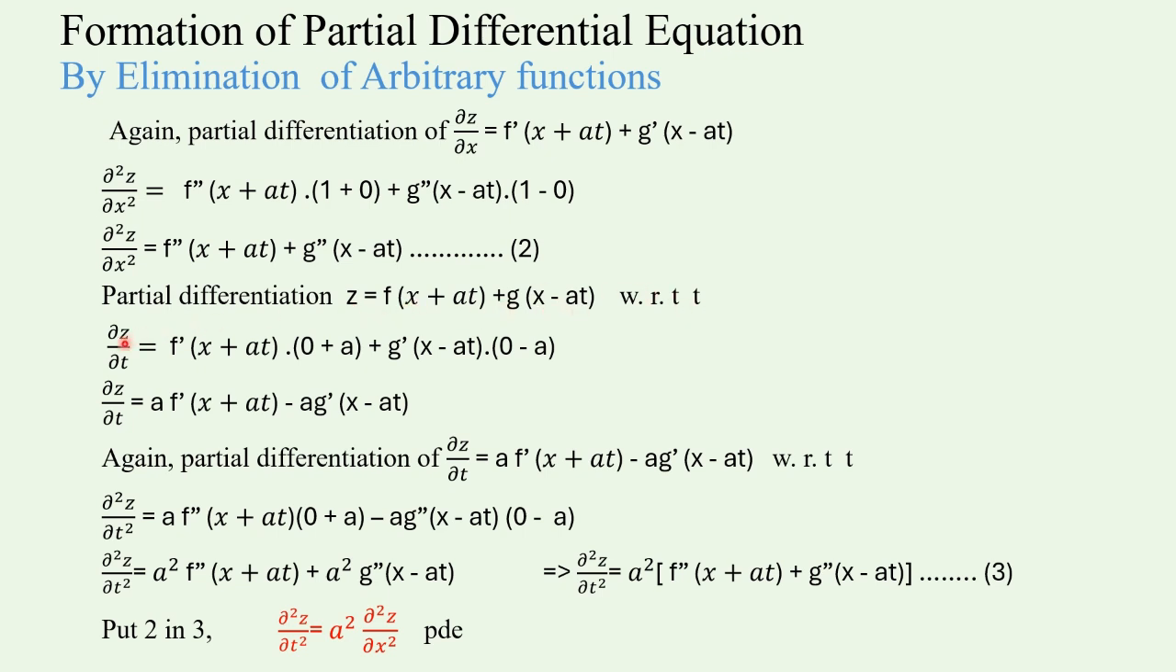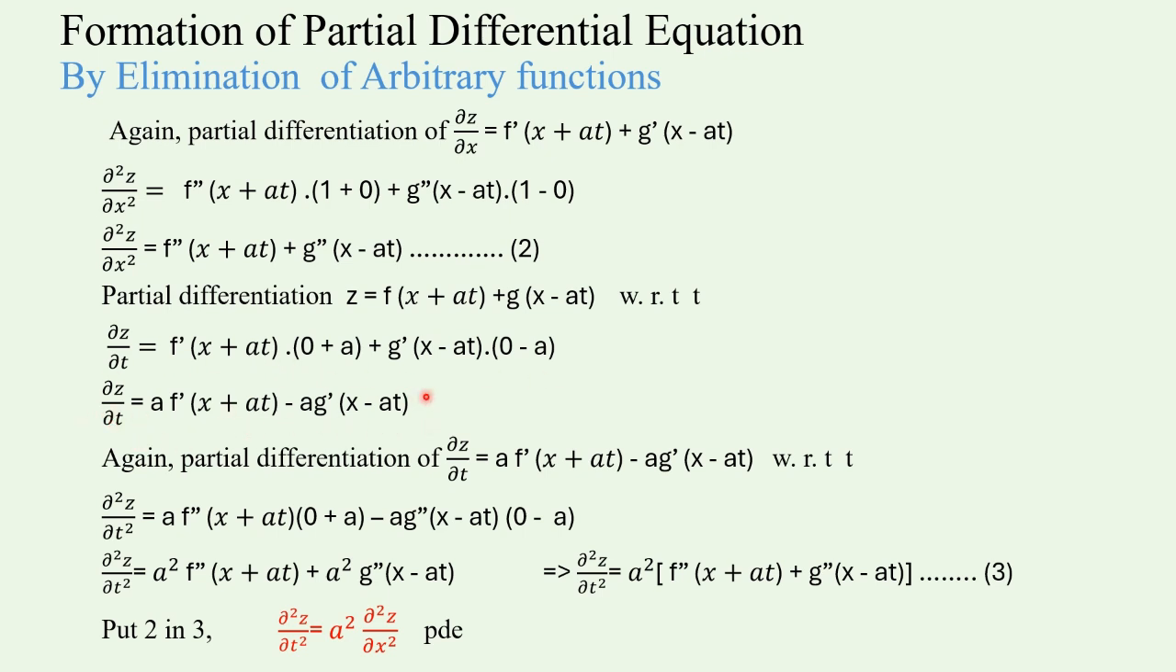So we get z will become dou z by dou t. This f becomes f dash. This term we have written as such, and then we have to differentiate this term with respect to t. So x becomes 0, t becomes 1, 1 into a is a, plus g will become g double dash. This term we have written as such, and then this ax on differentiation with respect to t will be 0, and t is 1, 1 into a is a. Now we get this equation.